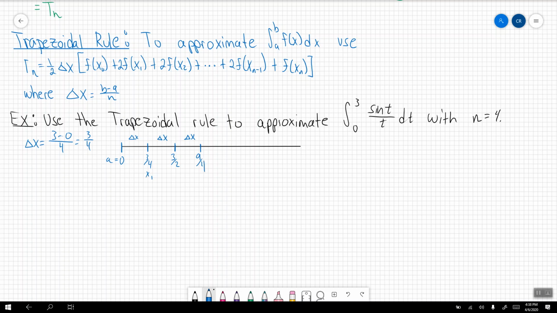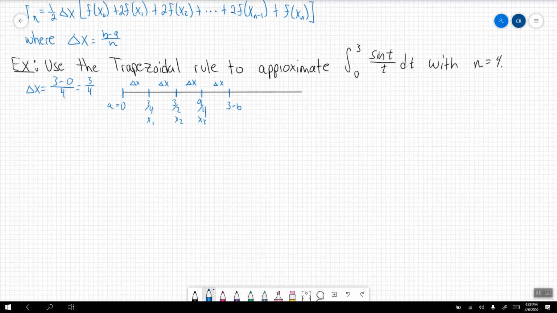Now we have one more, because again we have 4 different intervals that we want. That last step is going to be another delta x, so that's 3/4 plus 9/4. Again, this was x sub 2, this was x sub 3. The last one is going to be x sub n, which is our b value, which should naturally be 3, and it will be, because 9/4 plus 3/4 gets us 12/4, which is just 3. This is our b value, in other words, our x sub n.